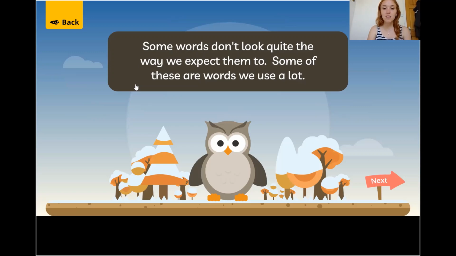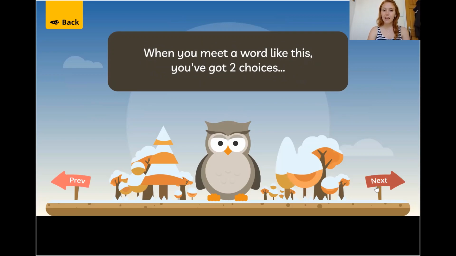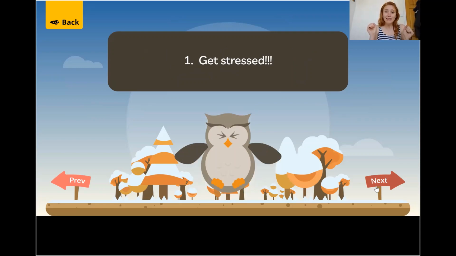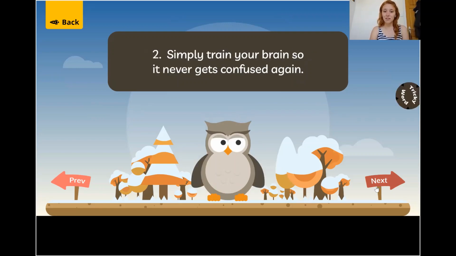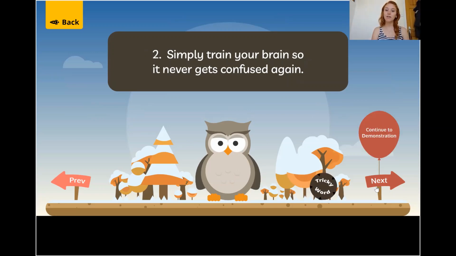This says, some words don't look quite the way we expect them to. Some of these words we use a lot. When you meet a word like this, you've got two choices. Get stressed, or simply train your brain so it never gets confused again. What do you think you would rather do? I think we would rather train our brain to read our tricky words. So here's a demonstration of how we do it.